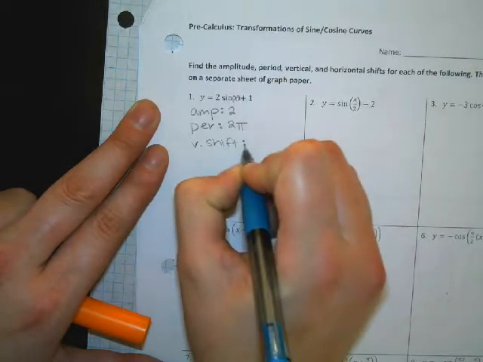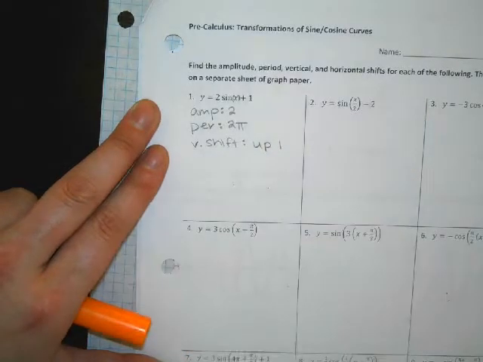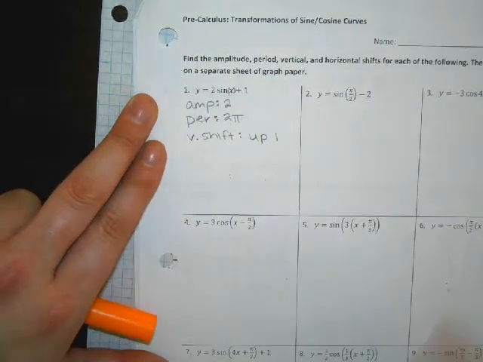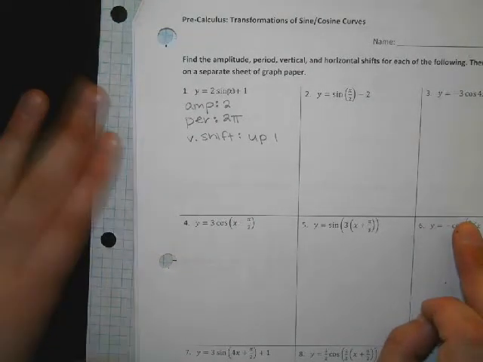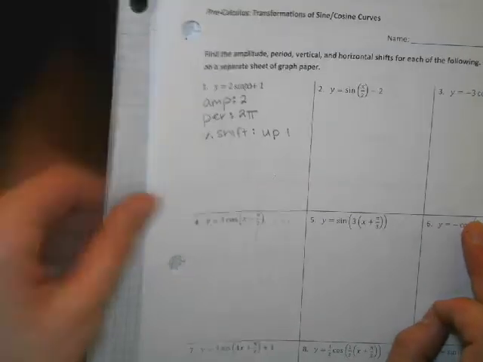Up 1. Okay, and we are making sure our headphones are out because we're being respectful, so both headphones are out. All right. So now we are ready to graph this. I'm going to grab my graph paper.